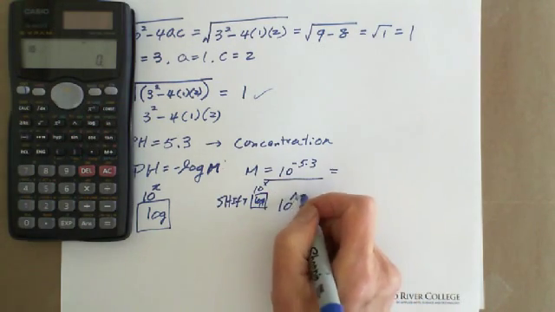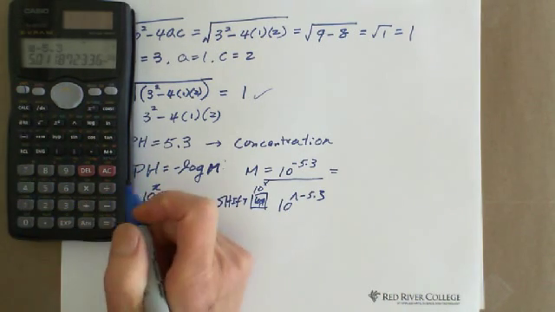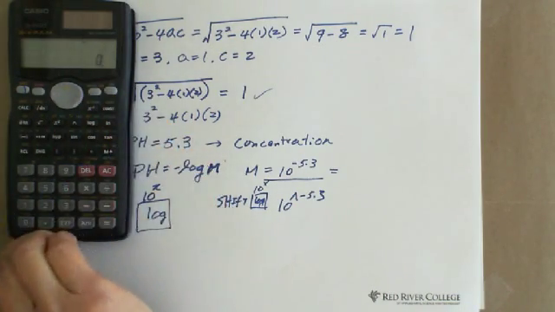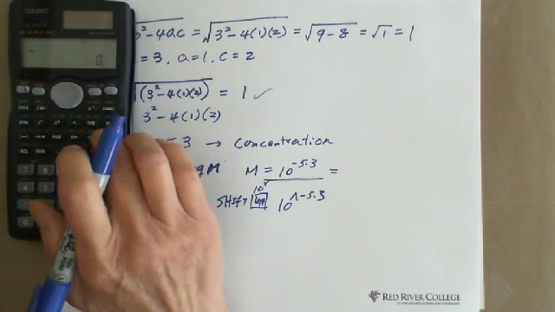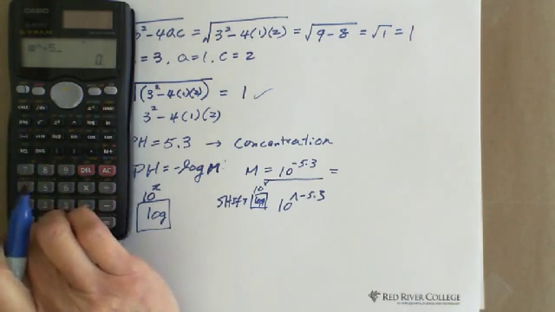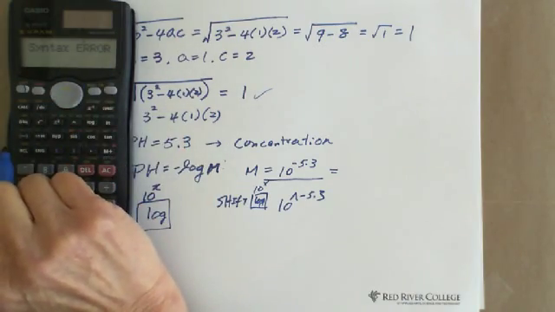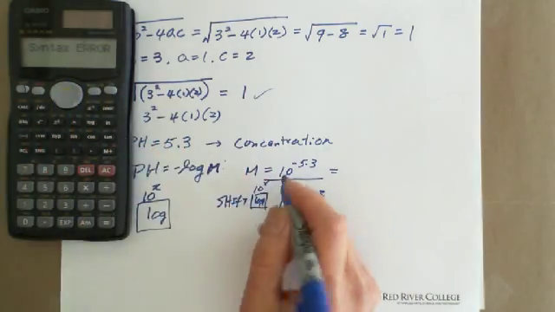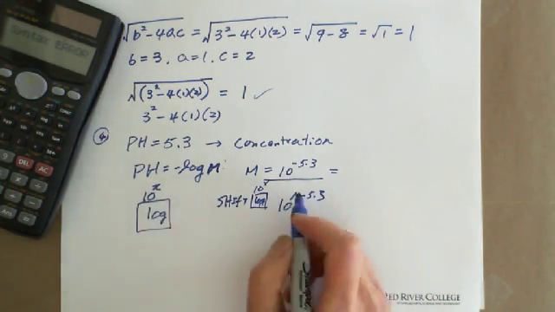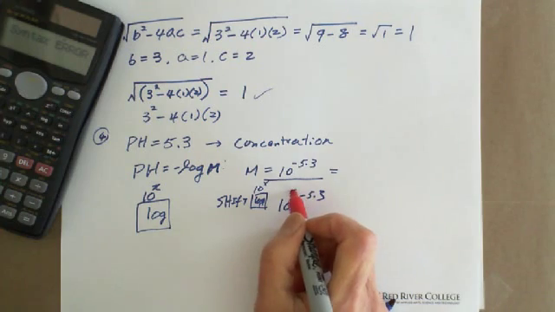You put this button, you put negative 5.3. Wait a second, if you put the second function, shift 10, go to this button, you put negative 5.3, you got the syntax error. The problem is this button is working with the shift log button 10x. You don't need to put this one. You don't need to go to this one. This is wrong.